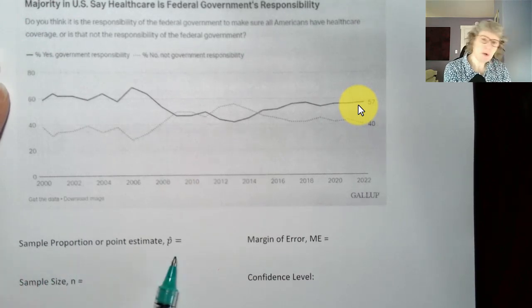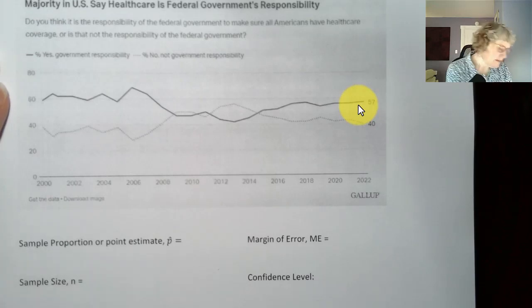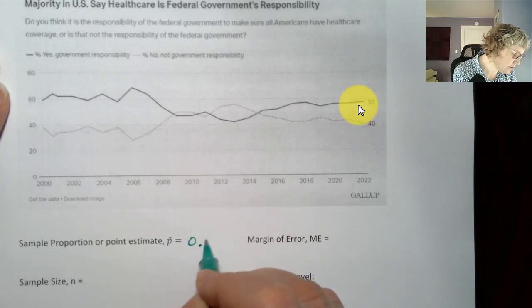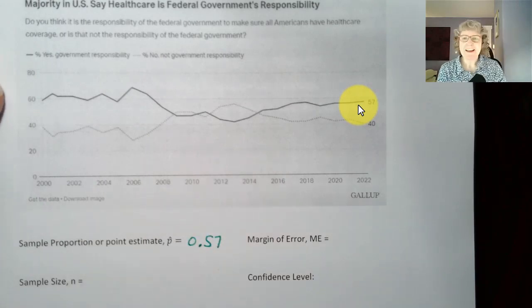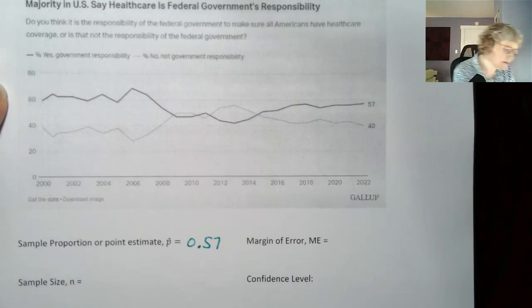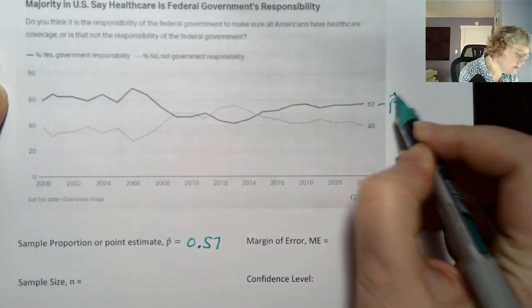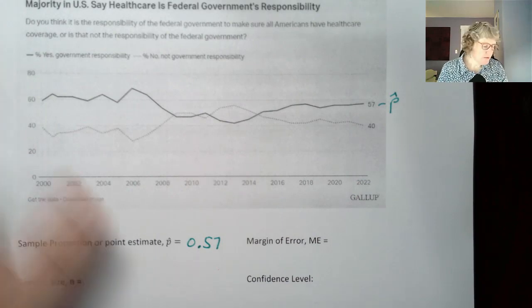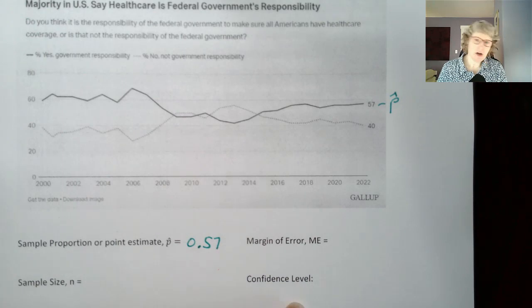Sample proportion or point estimate, and that's our p-hat, and we've worked with p-hats before. That is our 57%, or, because it's written as a proportion, I'm going to write it as 0.57. This is our p-hat right there, our latest one. Margin of error, sample size, and confidence level. We saw all of those things there.